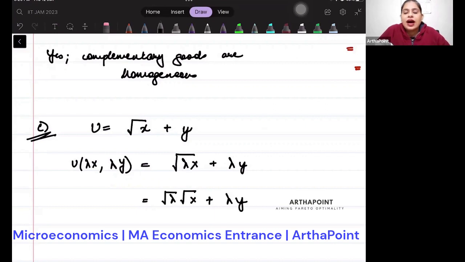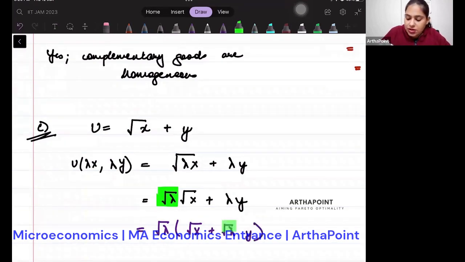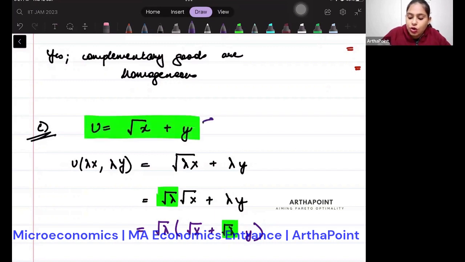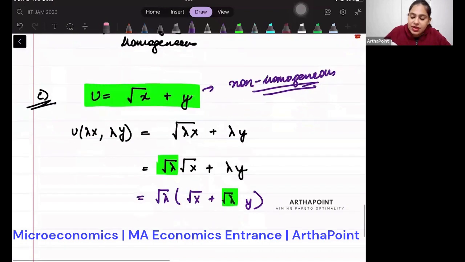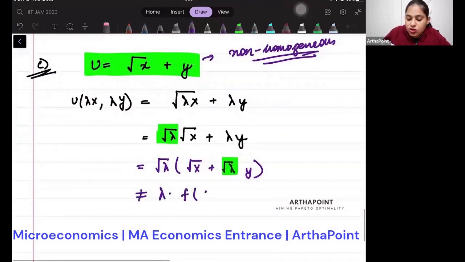Now here is the problem. I can't take lambda common at any cost because this is just multiplied with root lambda. So if at all I want to take something common, I can take root lambda out, but I will not be able to retain my original utility function. I will get a root lambda here. You try it in whatever way possible. You will not be able to segregate it as a factor of two things, lambda and the original utility function. So these quasi-linear preferences are non-homogeneous. You cannot make it into a factor of lambda into the original function. This is not possible.